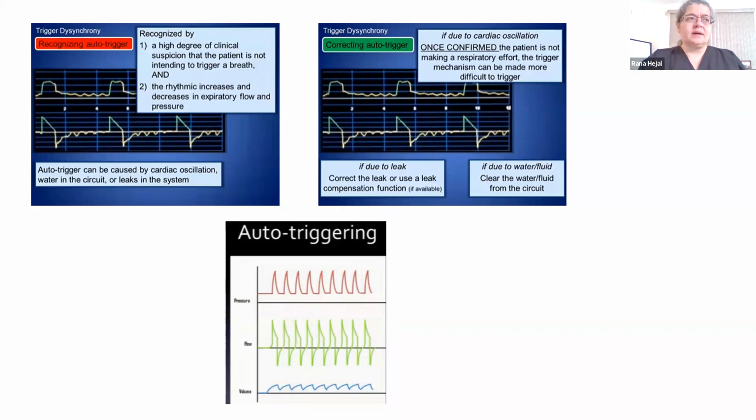When you have a big amount of secretions or water that has accumulated in the inspiratory limb of the ventilator, the water starts to oscillate in that tube. And as it oscillates in the tube, the ventilator thinks that the patient is taking a breath, and wants to give them a breath. Those are little things that you have to pay attention to when you are called in to see a patient when they are very, very fast.